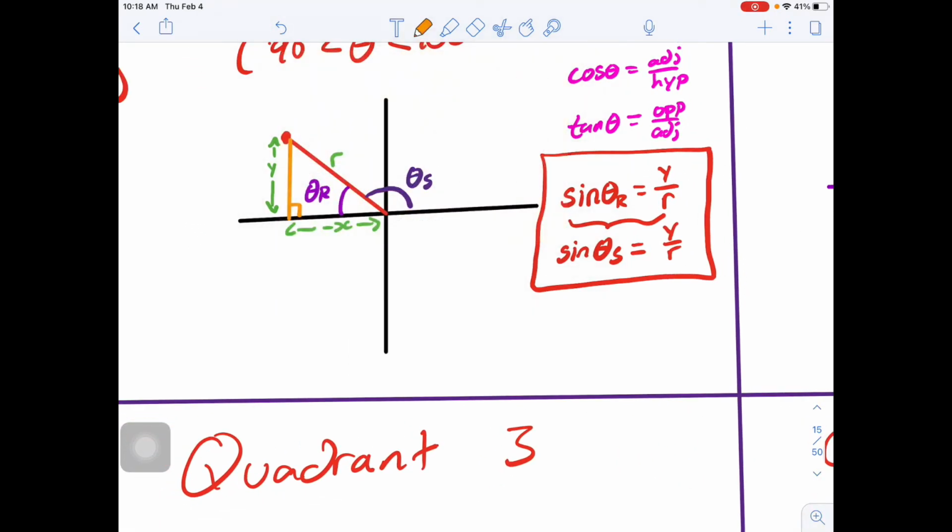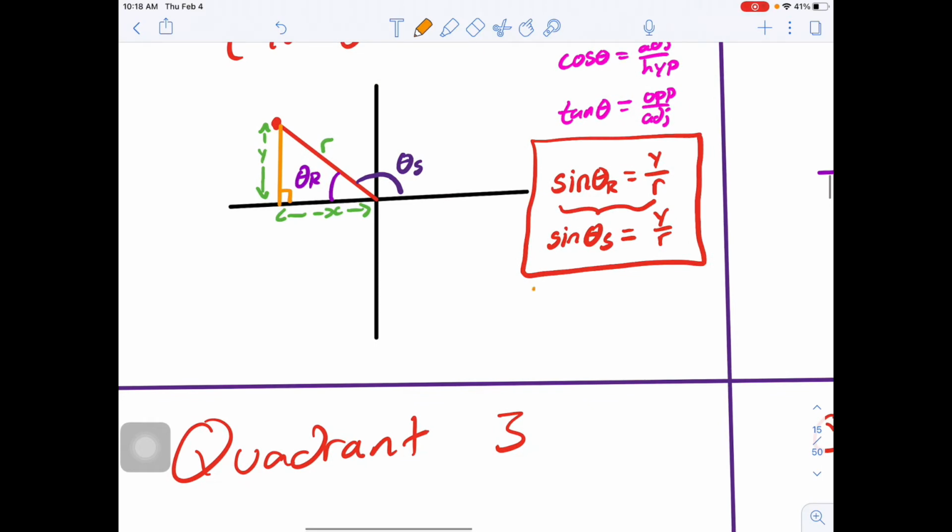Now let's focus on our next one, cos. So our cos angle, and we're going to use the reference angle first, and then that will help us understand the standard angle. At this point, we will do adjacent over hypotenuse. So now notice this is a negative x. The adjacent side length to the reference angle is negative over r.